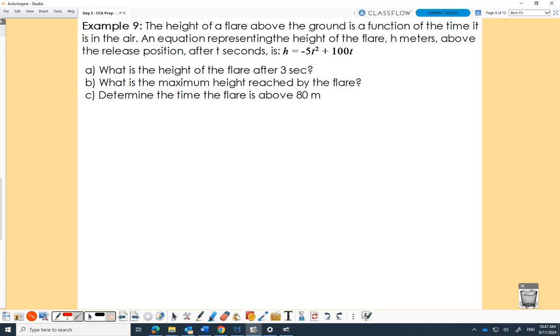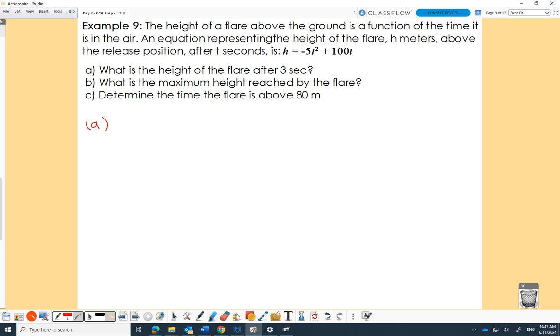And this 100 is the initial velocity. So you physics people are about to find out this is right on exactly what the equation does. Anyways, what is the height of the flare after 3 seconds? Let's get ready for some physics here, shall we? This will really help, even if you're not taking physics.